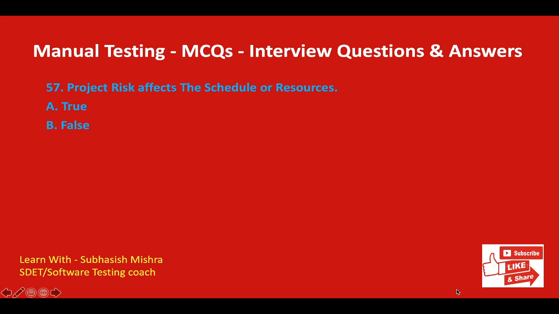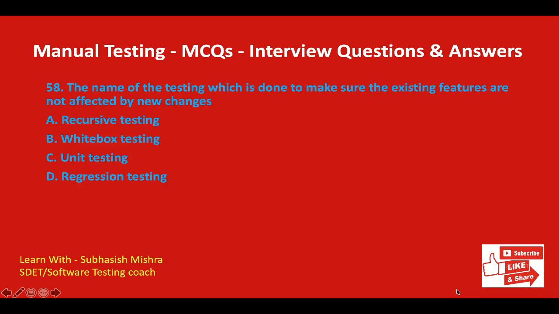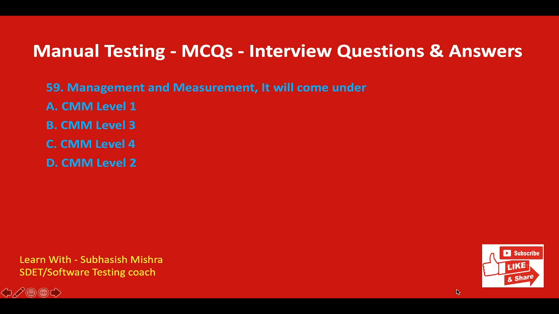Project risk affects the schedule or resources. Definitely it is a true statement. Let's move to the next. The name of the testing which is done to make sure the existing features are not affected by new changes is known as what? Recursive testing, white box testing, unit testing and regression testing. It is known as regression testing. Answer is D. Let's move to the next.